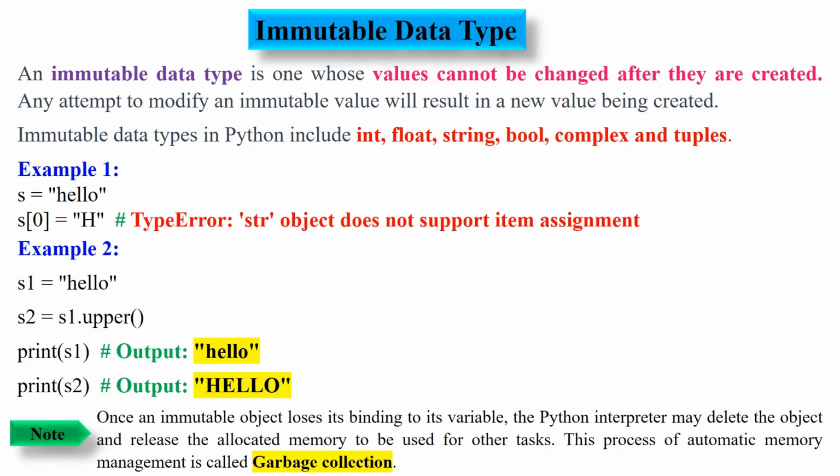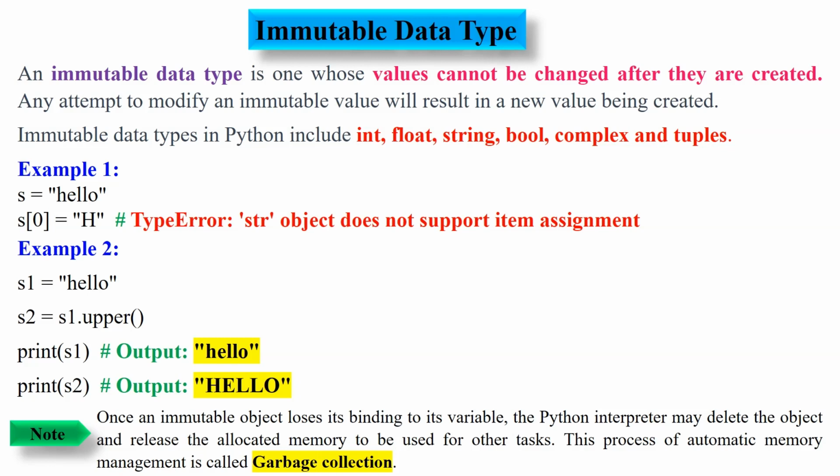Next line, print s1, uses the print function to output the value of s1. The output of the first print statement is hello. This is because the upper function does not modify the original string s1. It creates a new string with uppercase letters and assigns it to s2, leaving s1 unchanged.